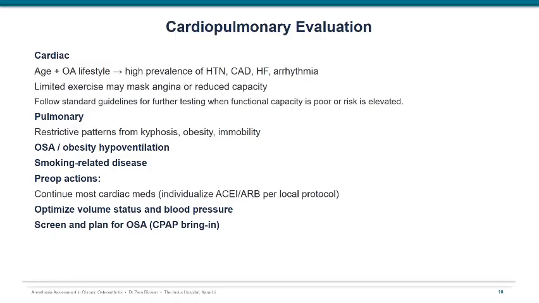For pulmonary, there are restrictive patterns from kyphosis, obesity, and immobility. OSA or obesity hypoventilation syndrome can be there, and we need to assess that. Smoking-related disease like COPD can also be there in chronic osteoarthritis patients. Preoperatively, we can continue most of the cardiac medications, although ACE inhibitors and ARBs are individualized. We need to optimize the volume status and blood pressure in this population, and we need to screen and plan for OSA also, like we can prepare CPAP and BiPAP for the immediate post-operative recovery area.